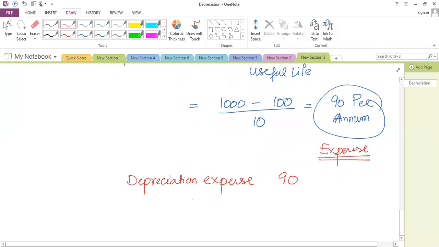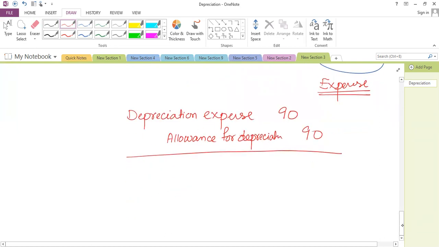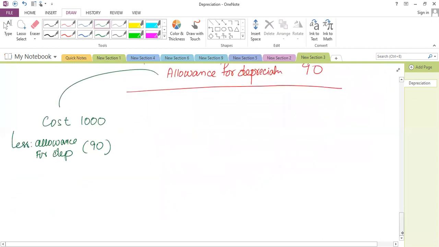90, and we have to credit asset, but instead of asset we will credit allowance for depreciation, which is the contra asset, 90 credit. This allowance for depreciation then reduces my asset value in the balance sheet. So this is first year allowance for depreciation. This is 90. So in the financial statement, my value is 910, and this is called the book value at the end of year one.